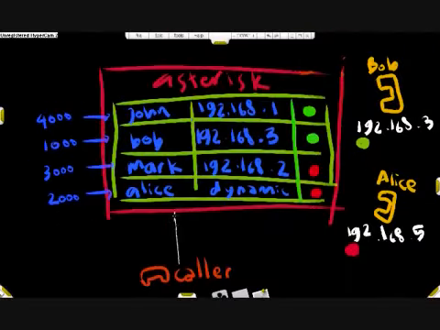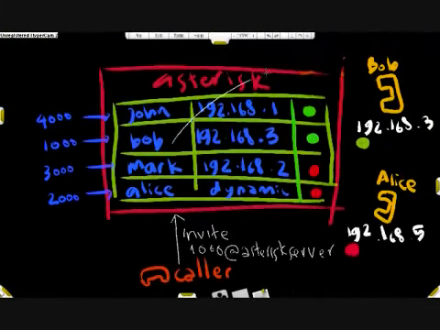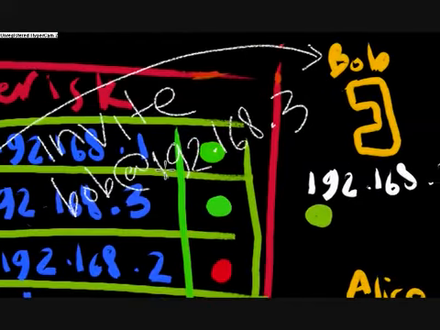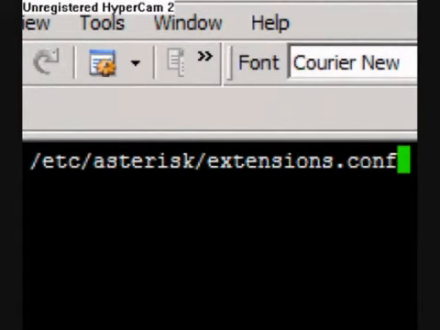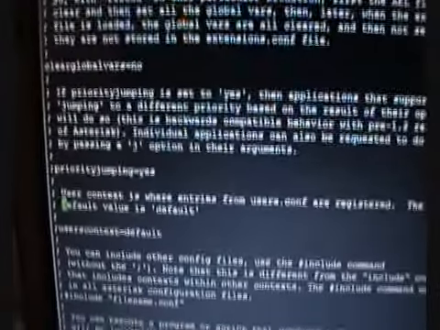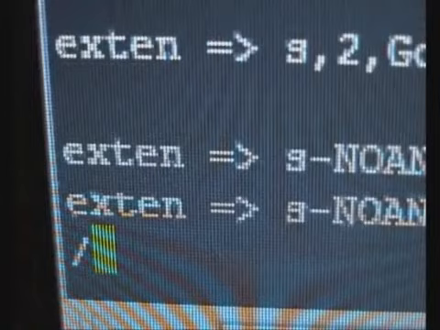To allow subscribers to be called by number, we need to register extensions. In Asterisk, the extensions are configured in this file. So, I want to assign the number 1000 for Bob and 2000 for Alice. Please watch while I configure it in the extensions.conf.